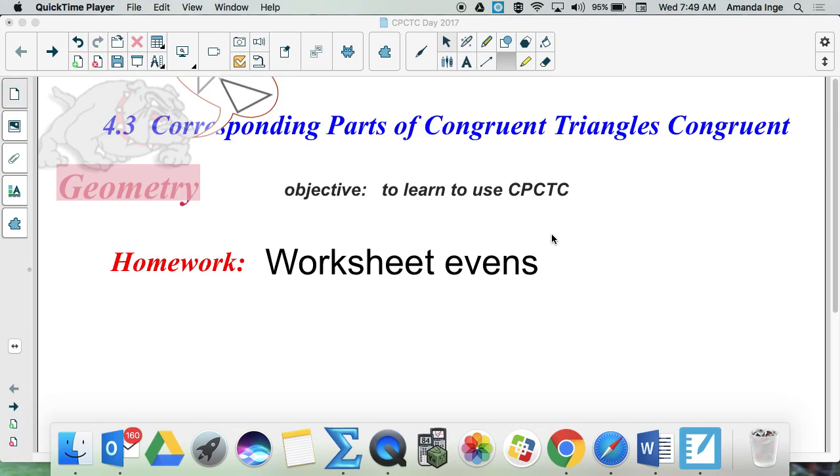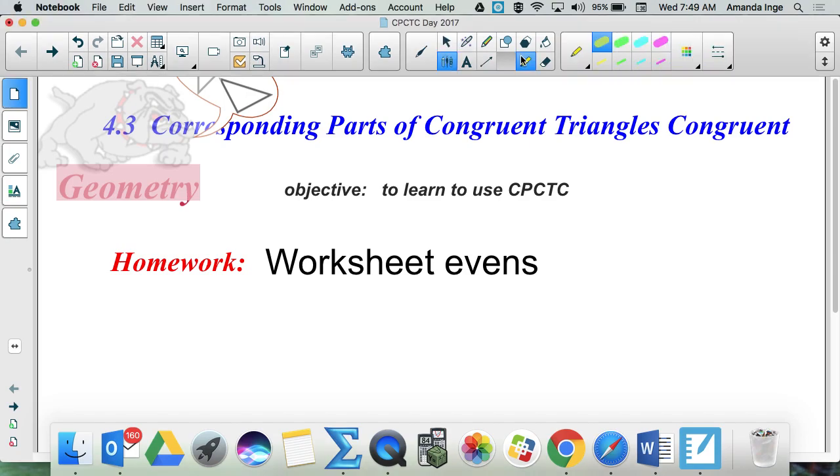Good morning. Today we're going over corresponding parts of congruent triangles are congruent. The homework tonight is the worksheet, which are the evens. I'm going to go over the odds as some of my examples.